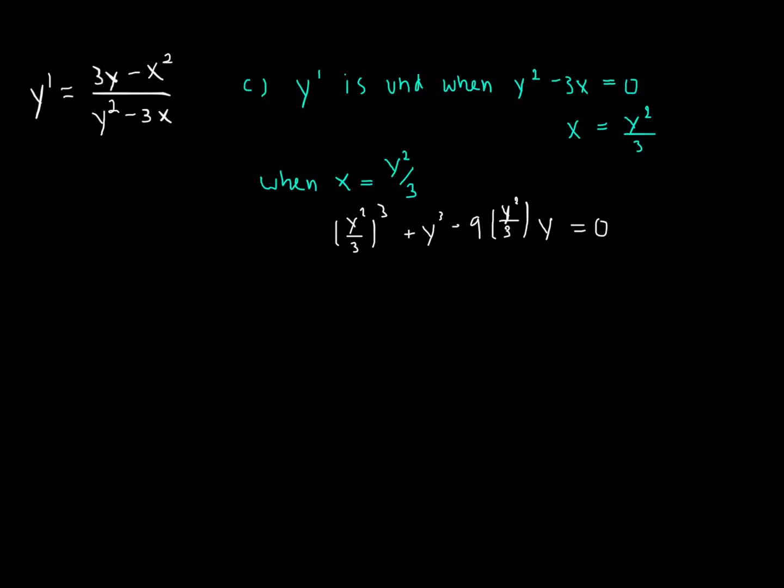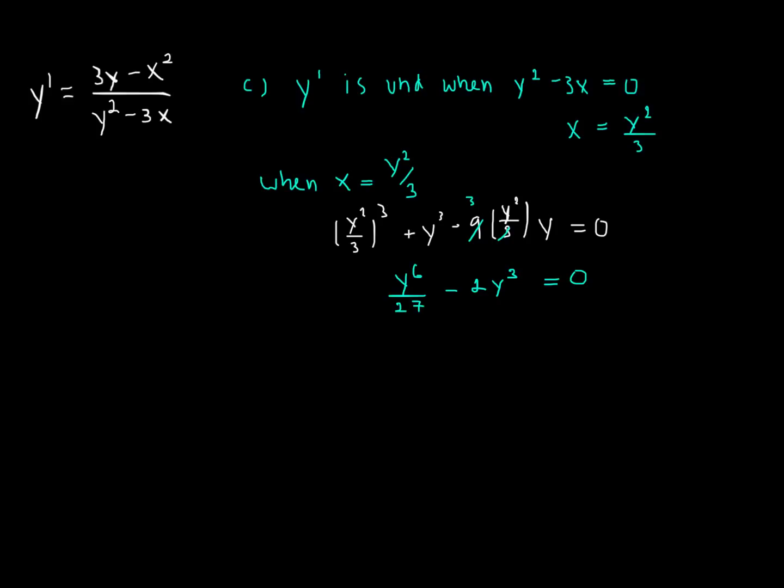What I notice here is that I'm going to have a y to the 6th, and then a y to the 3rd, and another y to the 3rd here, and again, 9 divided by 3 is 3. I'm going to do a little more simplification. This gives me negative 3y cubed, plus y cubed, so that's negative 2y cubed. So I'm going to end up with y to the 6th over 27 minus 2y cubed equals 0.